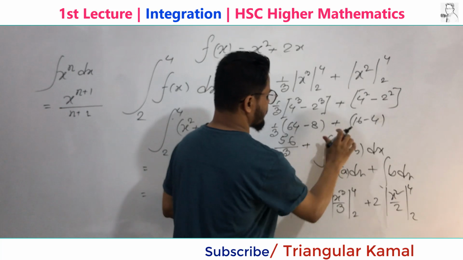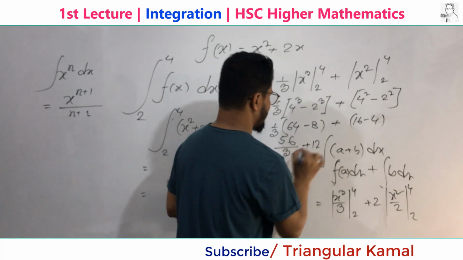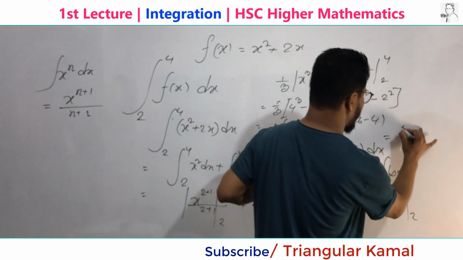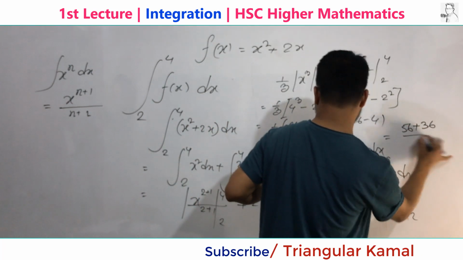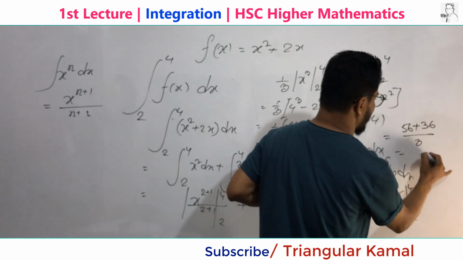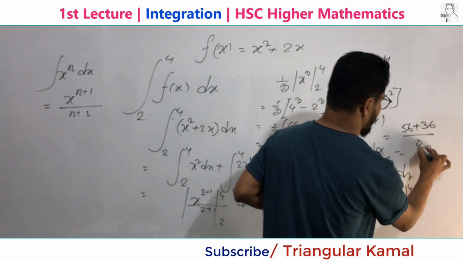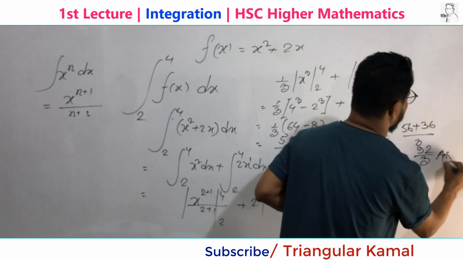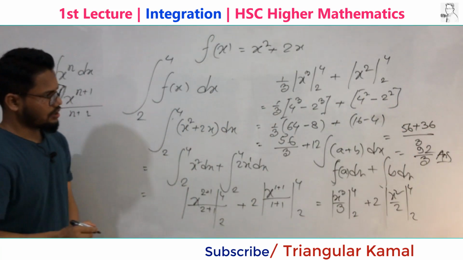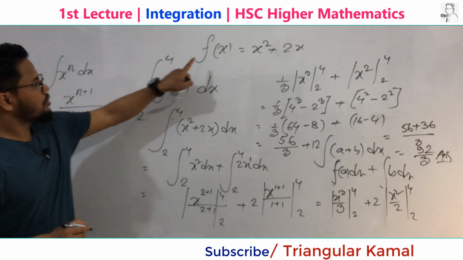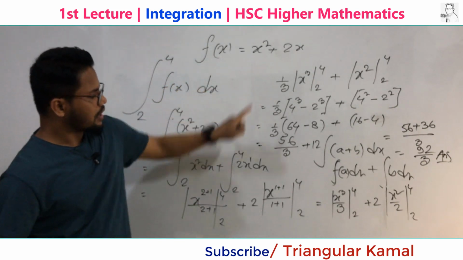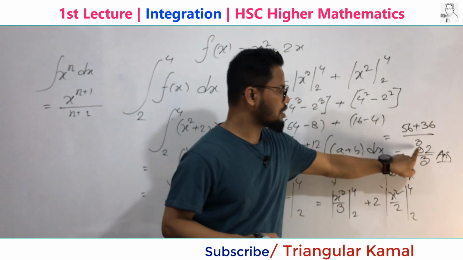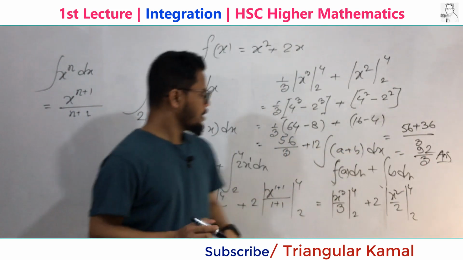Plus this one is 12. So now doing simple calculation, you can write here 56 plus 36 divided by 3, and then 92 divided by 3. So this is our final answer. Doing the integration with the limit 2 to 4, we will get 92 divided by 3.